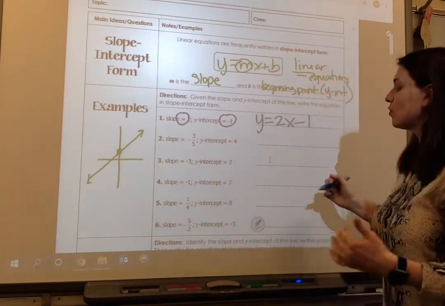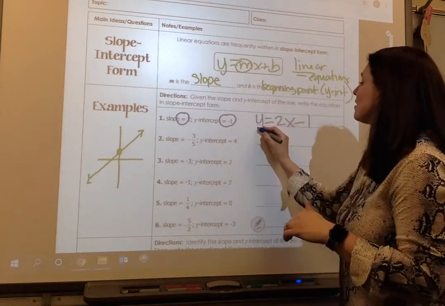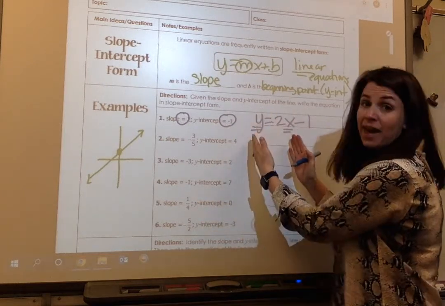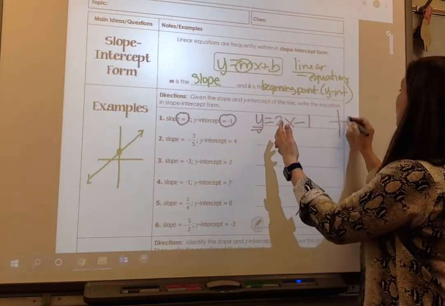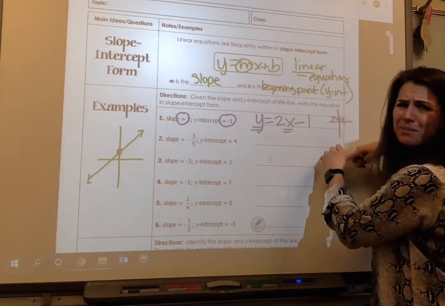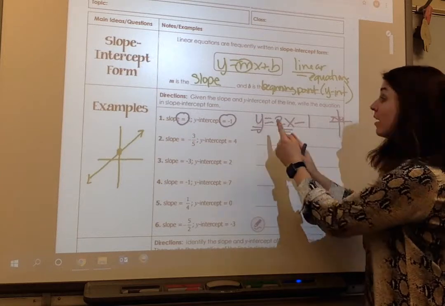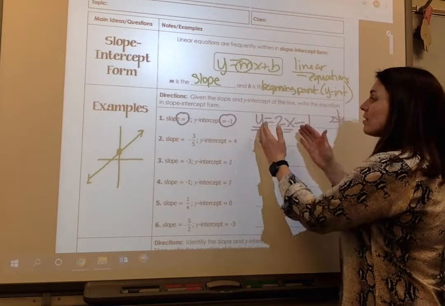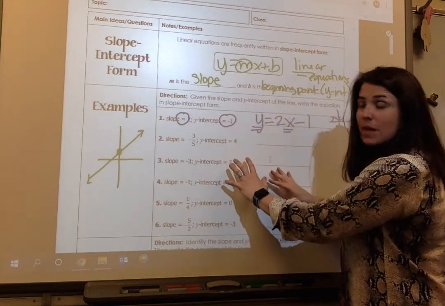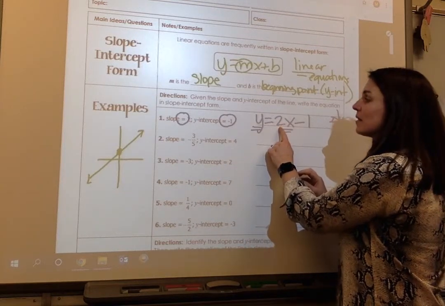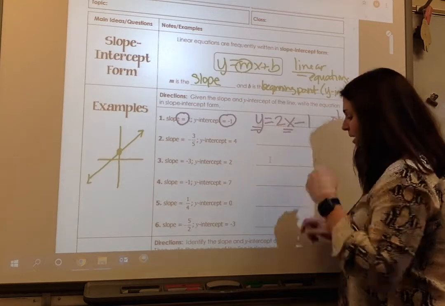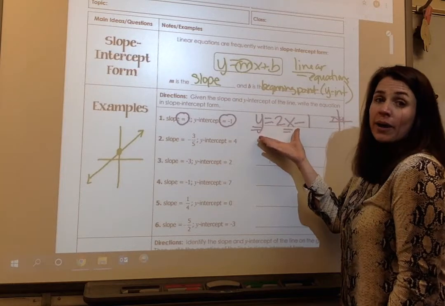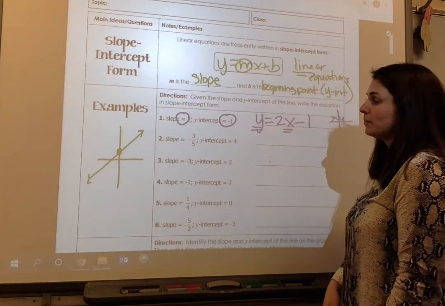So let's talk about this. Remember when we introduced this, I said y and x never ever change. You always need a y and you always need an x, because that's going to be your table of values. You're going to have millions and millions of tables of values. So x and y are always going to remain the same here. The only thing that changes to make this line is a slope and a y-intercept. So my slope is positive, my y-intercept is negative. So now I have y equals 2x minus 1.